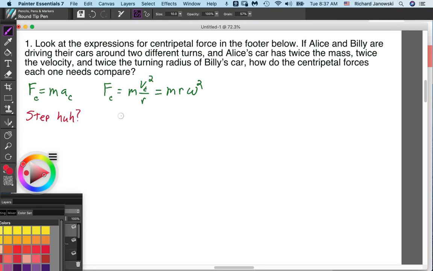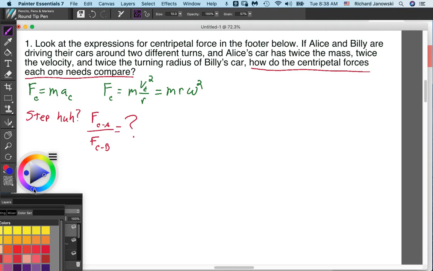So step 1, what are we looking for? We're looking for how these centripetal forces each one needs compare. What that means is F sub C Alice over F sub C Billy, so we compare things using a ratio, is equal to question mark, and there are no units.